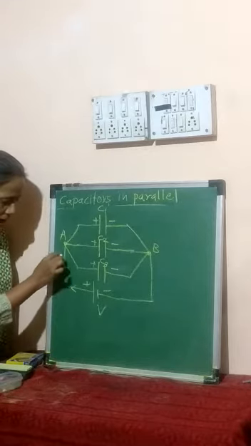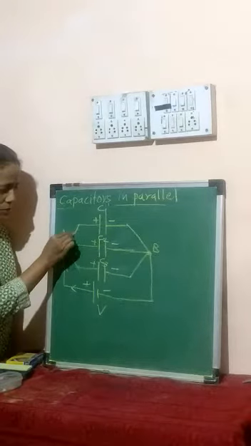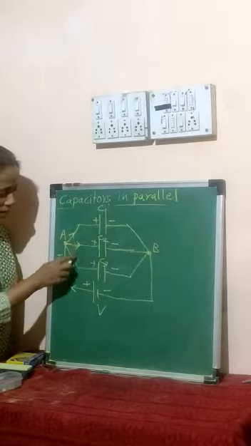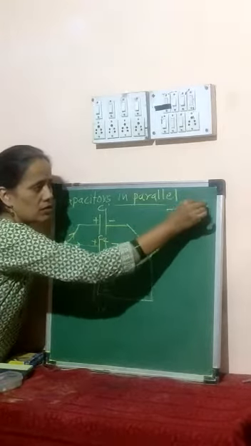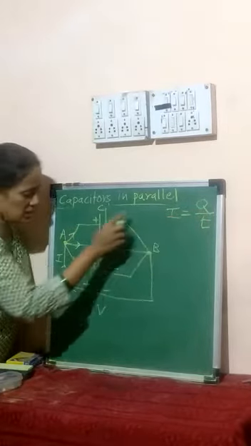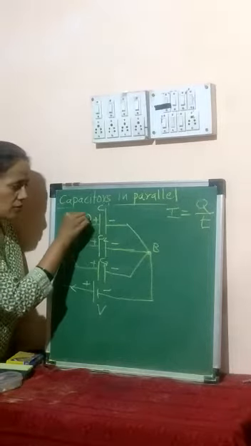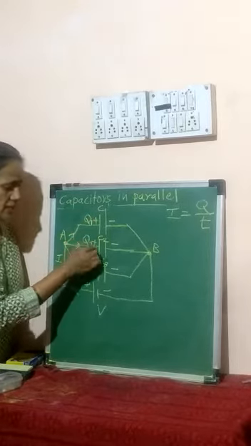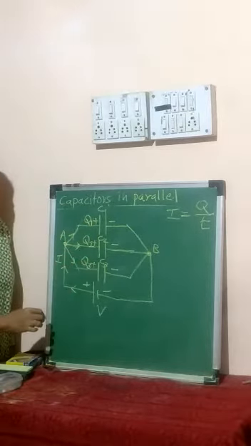This potential difference V sends the current I. That current I will come up to junction point A, and at junction point A the current will get divided into three branches. According to the definition, current is equal to charge upon time. So if the current gets divided, the charges will also get distributed. On the first capacitor C1 the charge distributed is Q1, on the second capacitor Q2, and on the third capacitor Q3.